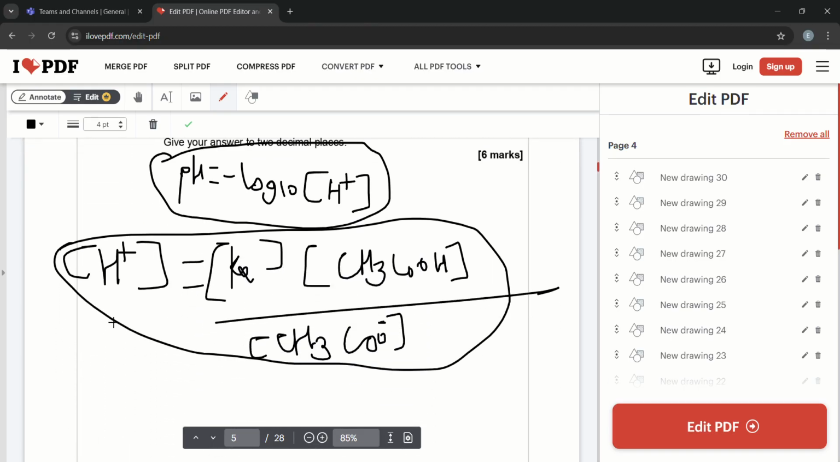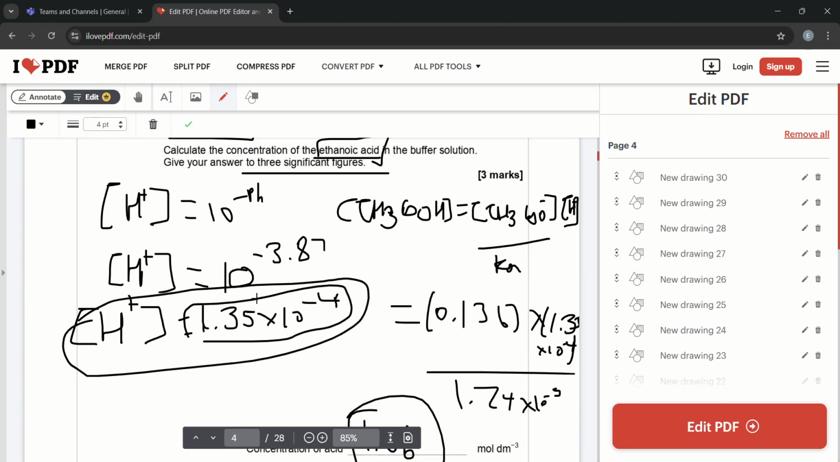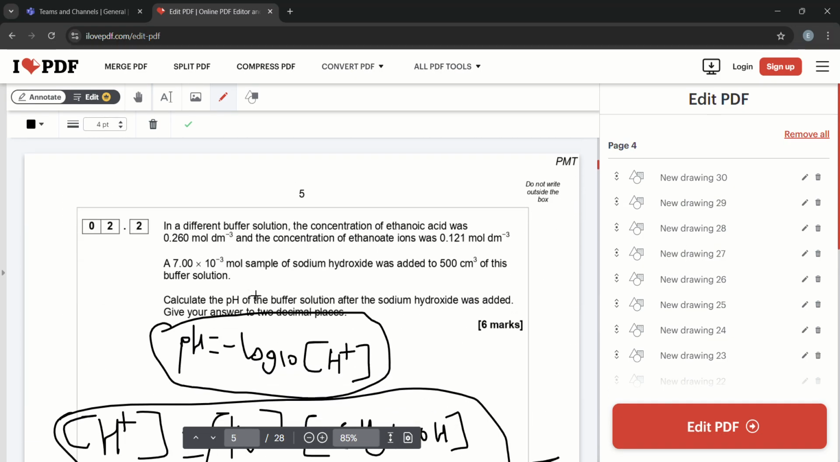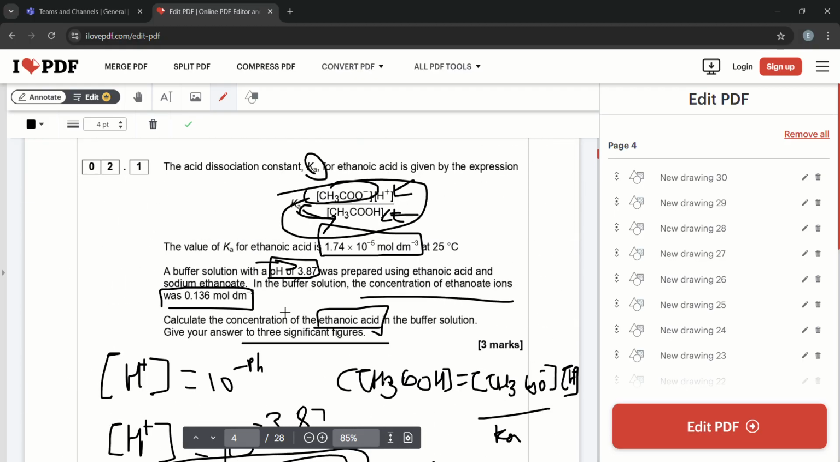We know the value of Ka, 1.74 times 10 to the power minus 5. So we're going to have to find out the moles of ethanoic acid after the addition. So first things first, we know the moles of ethanoic acid is moles of ethanoic acid.